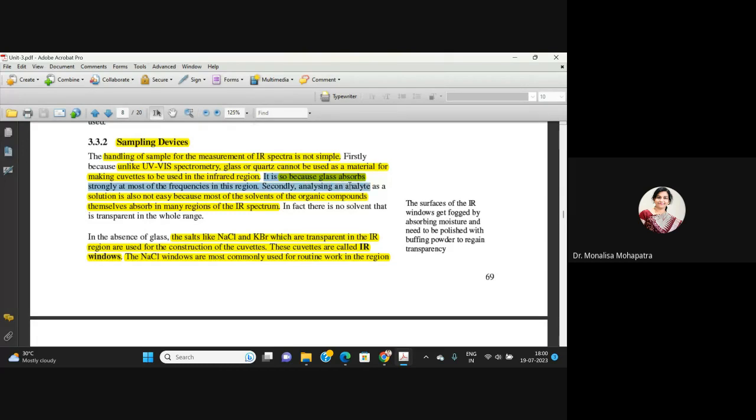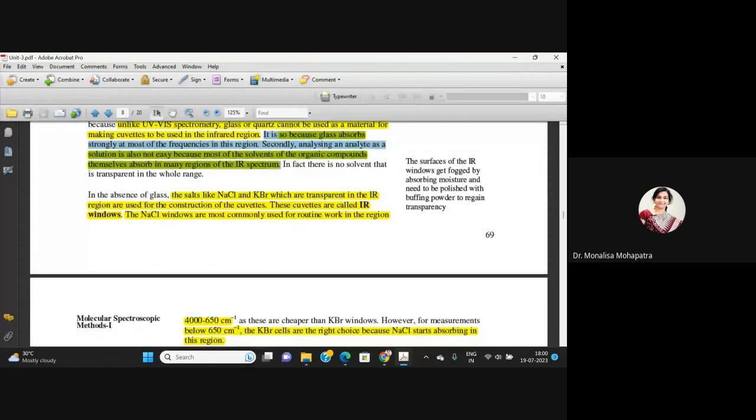Secondly, analyzing an analyte as a solution is not easy, because most of the solvents, which are organic compounds, themselves also absorb many regions of the IR spectrum. So these are the shortcomings of using glass or quartz cuvettes in IR spectroscopy. So what then will we use? In the absence of glass, salts like NaCl and KBr, which are transparent in the IR region.